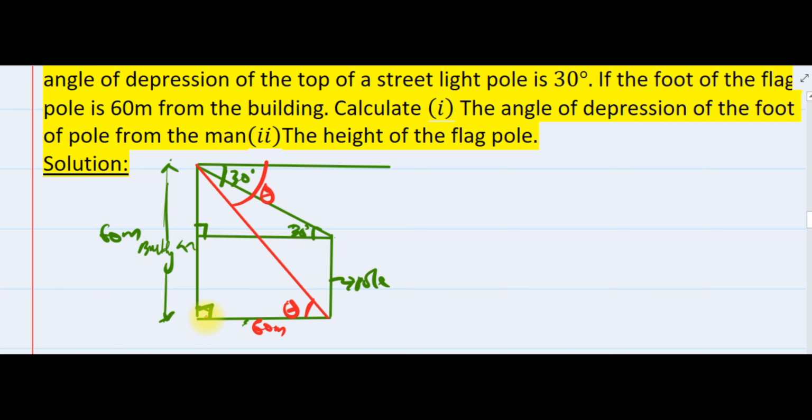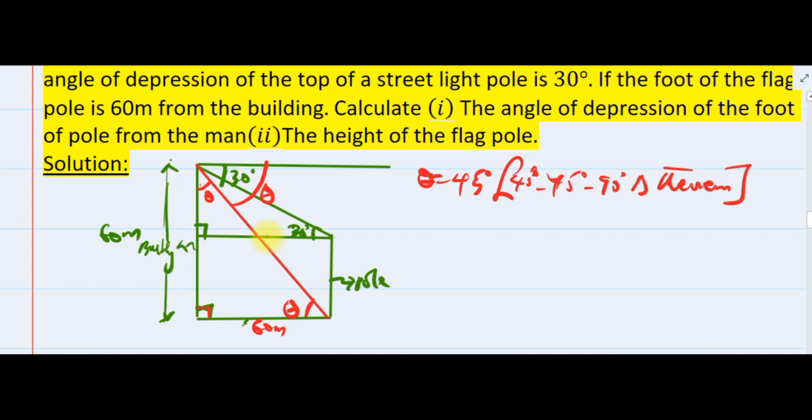So without wasting time, the answer is there, because here is 60, and here is 60, and this is 90. So theta is 45 degrees. You don't need to waste your time: this is the 45, 45, 90 triangle theorem. As you can see, here is 90, so these two angles are the same, because the height and this base are both 60. So each of the angles must be 45.